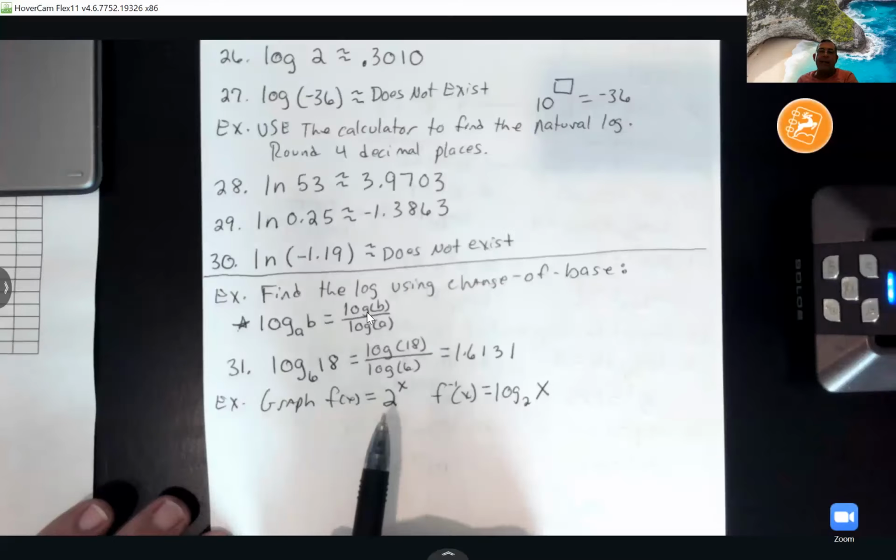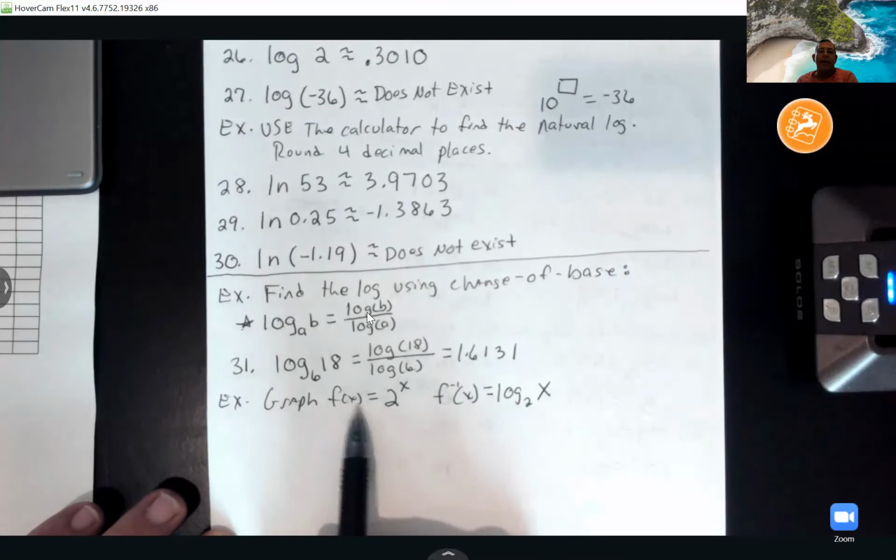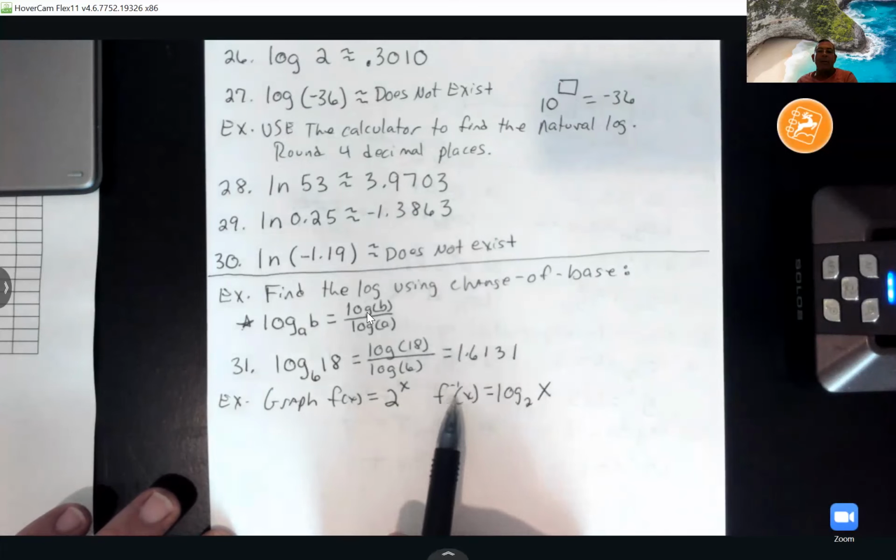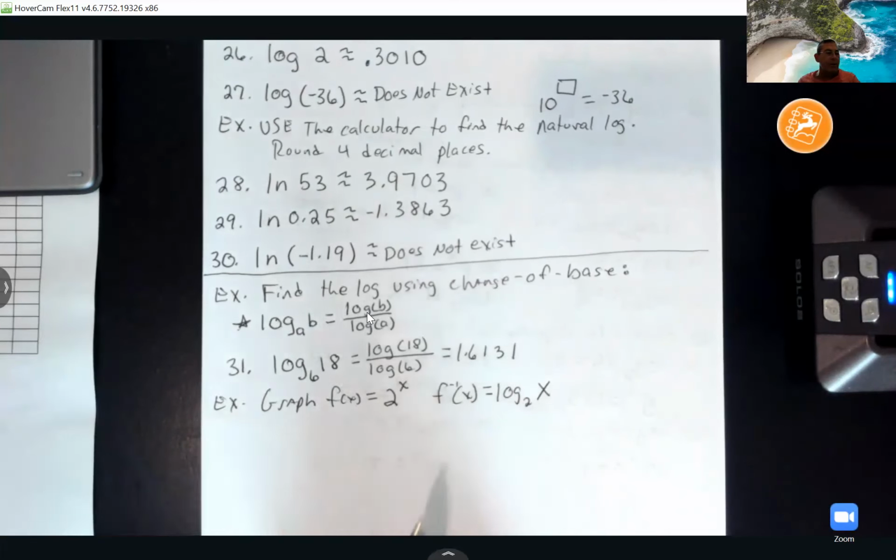Oh, y'all, so that's the last thing. They just want y'all to see that exponential graphs and logarithmic graphs are inverses of each other.